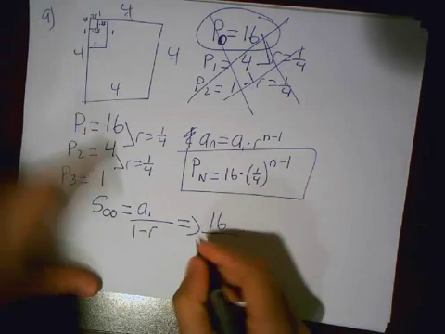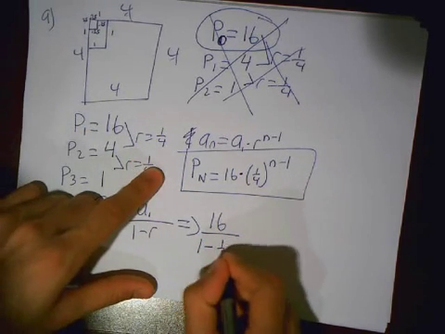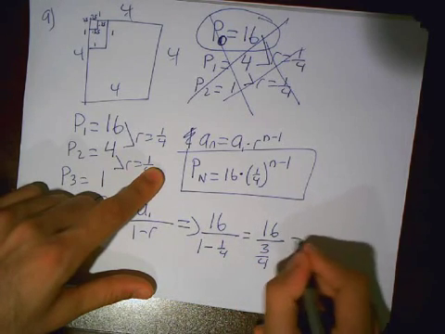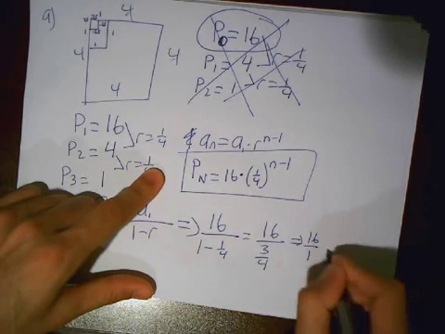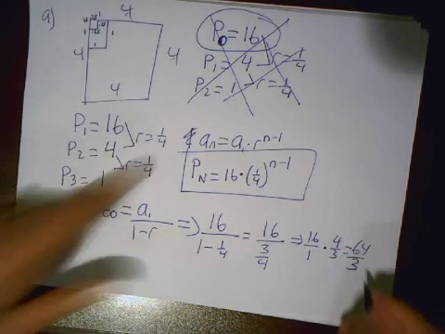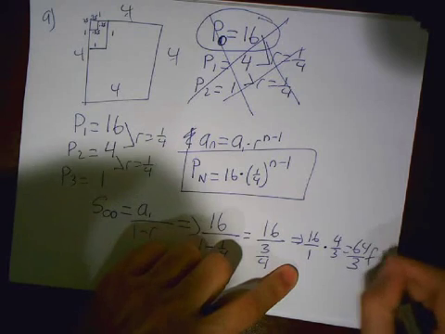A1 is 16 over 1 minus R, which is 1/4. 16 over 3/4. Now you want to keep, change, flip. Keep, change, flip. And you get 64 over 3. Does it tell us the units? It tells us it's in feet.